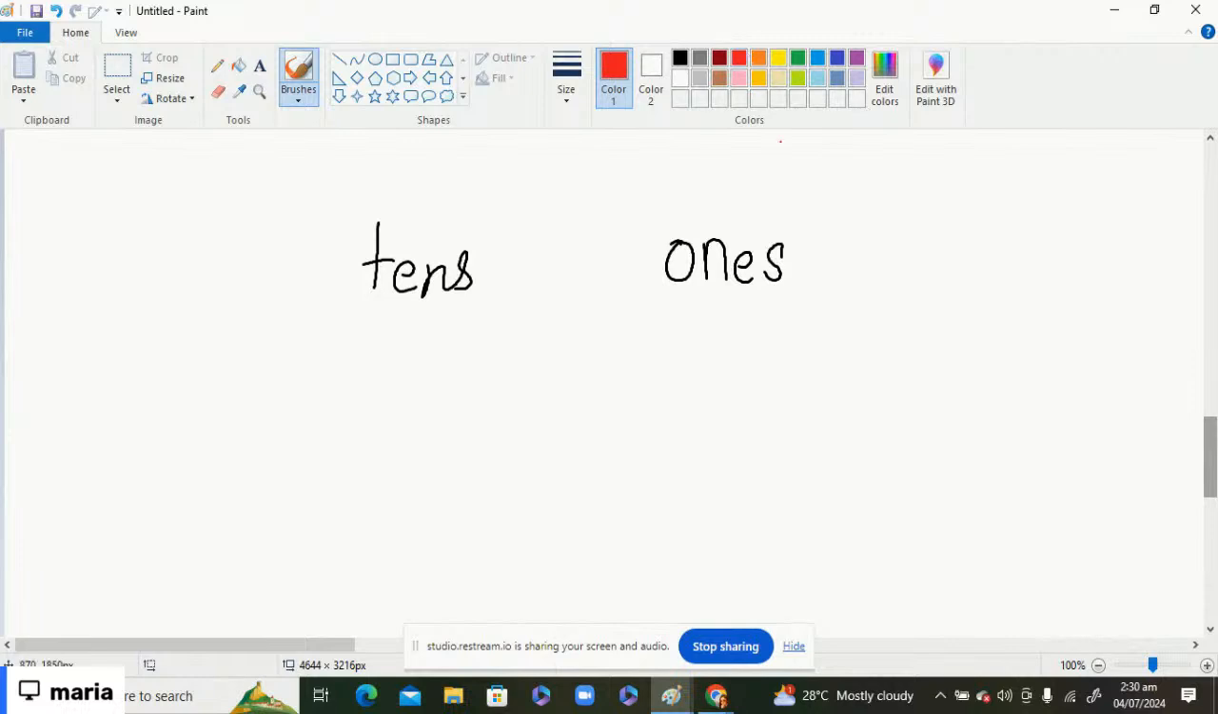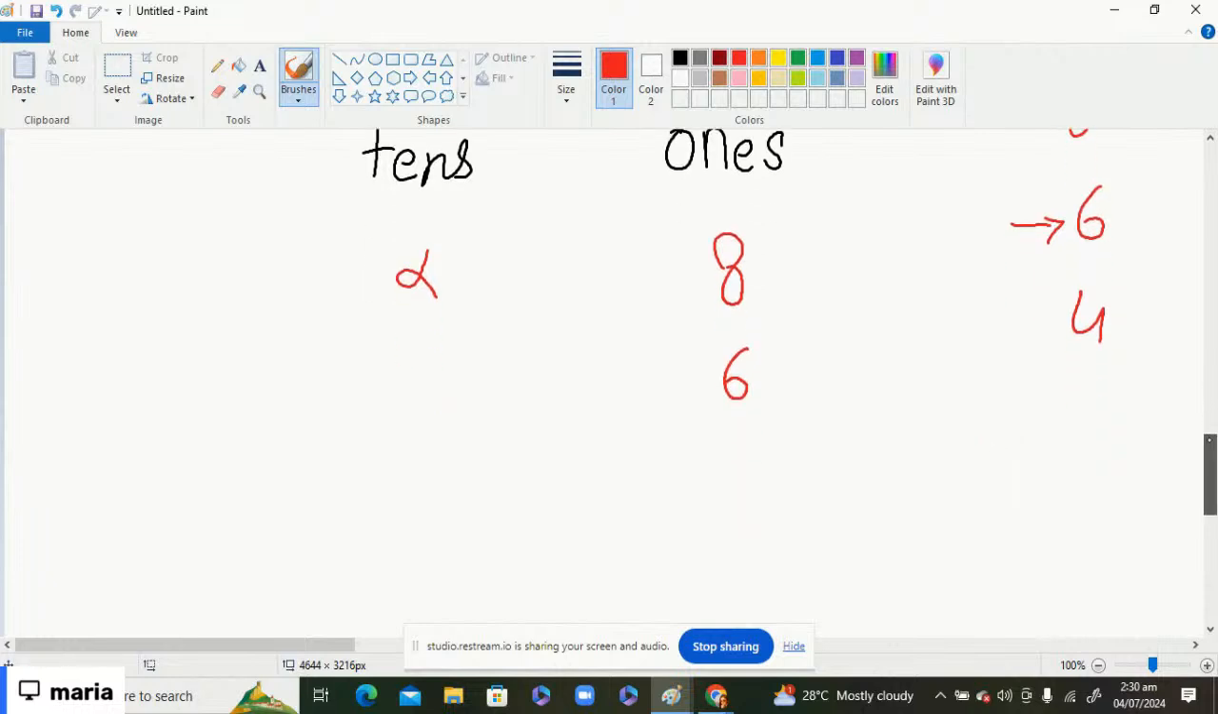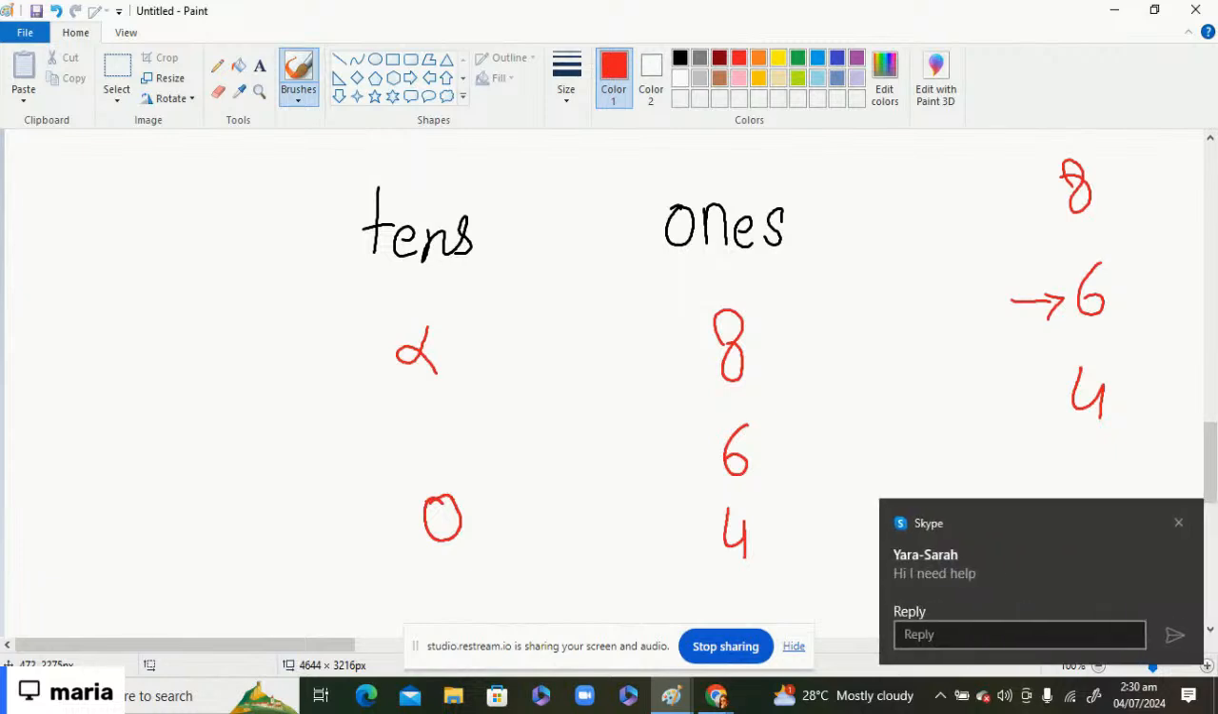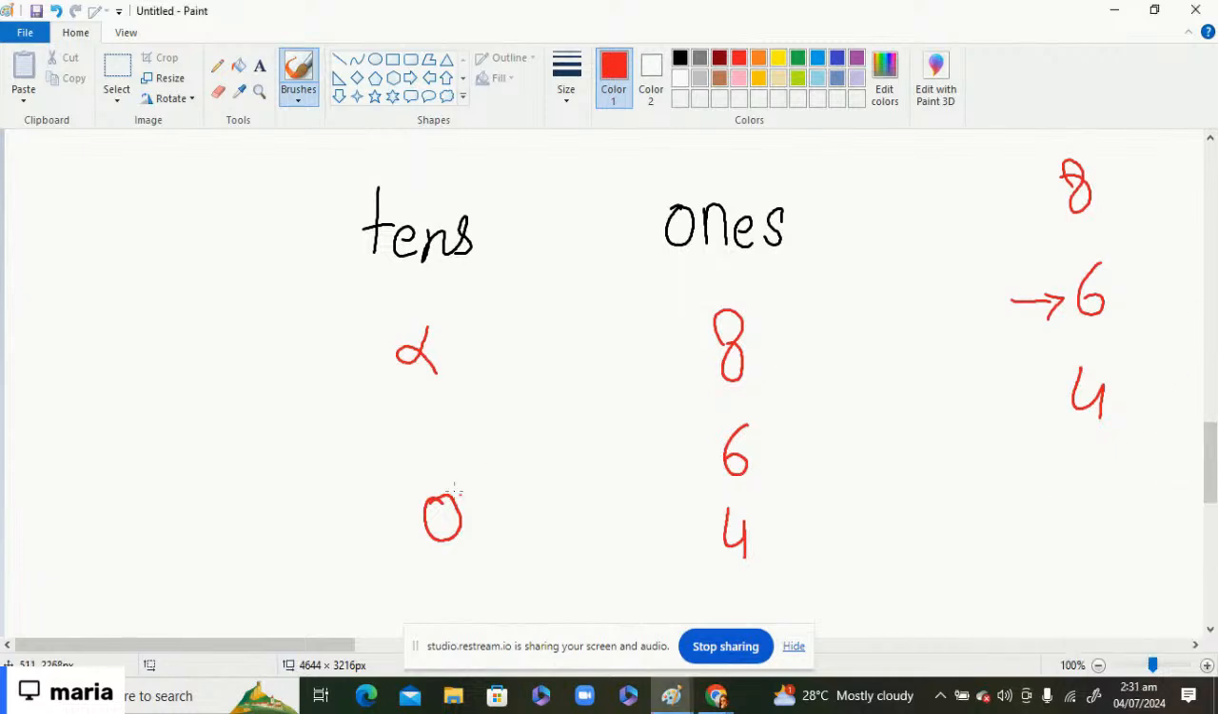Okay. For example, if you have the number 8, it is a single digit, so you write 8 under the ones, not in the tens. If you have a number like 6, do you write 6 under ones or tens? Ones. If you have a 4, where do you write it, in the ones place or in the tens place? This is a single digit, so you write it in the ones place. In the tens place, you put 0. It's all up to you. Otherwise, you put nothing. Sometimes you put 0 and sometimes you put nothing. It's all up to you.